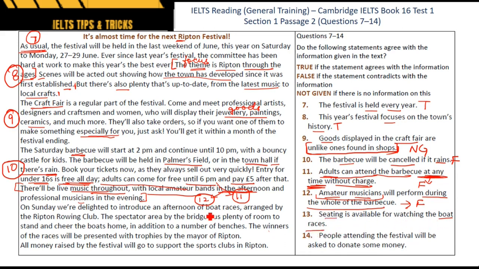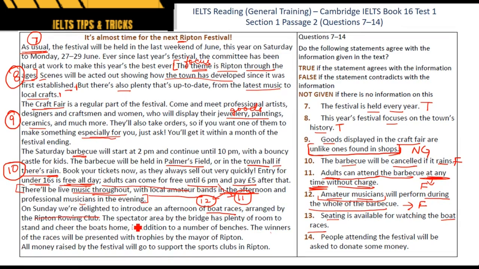I've found boat races here, so I'll start reading. "We are delighted to introduce an afternoon of boat races arranged by" someone. Wherever there are names, I make it a point not to read them. They are very distracting because they don't really have any information. They are not part of our question. "The spectator area by the bridge has plenty of room to stand and cheer the boats home."